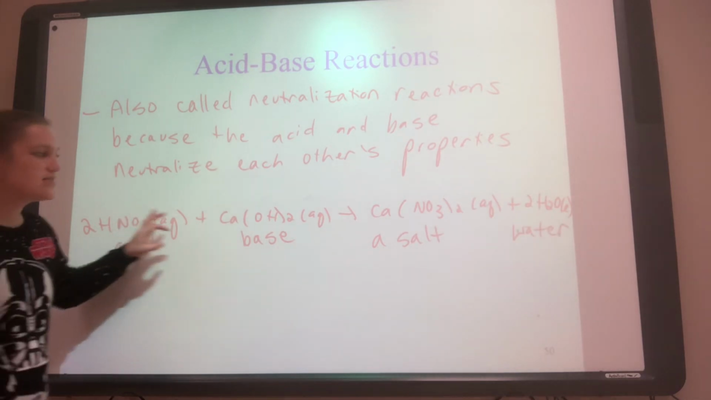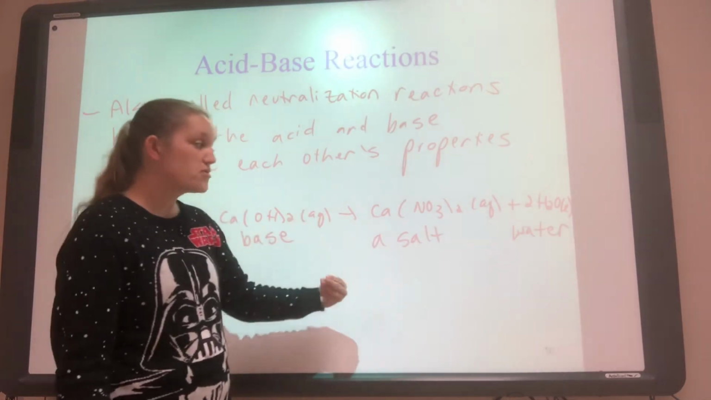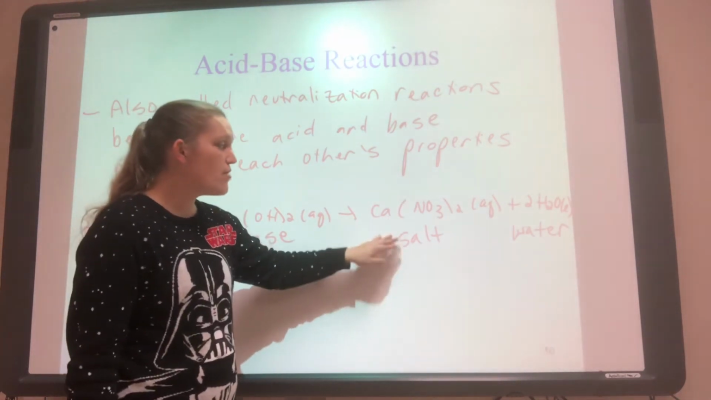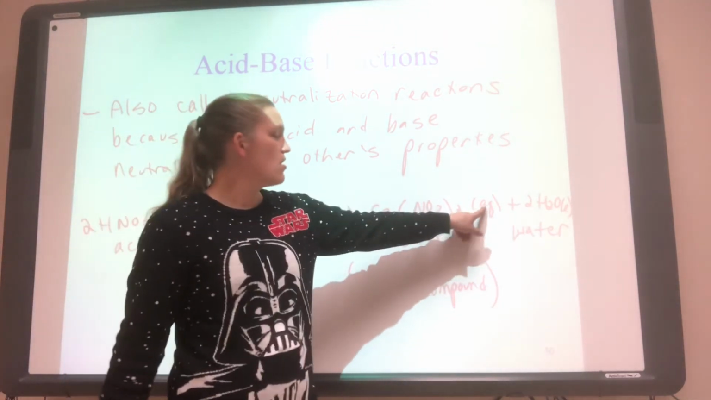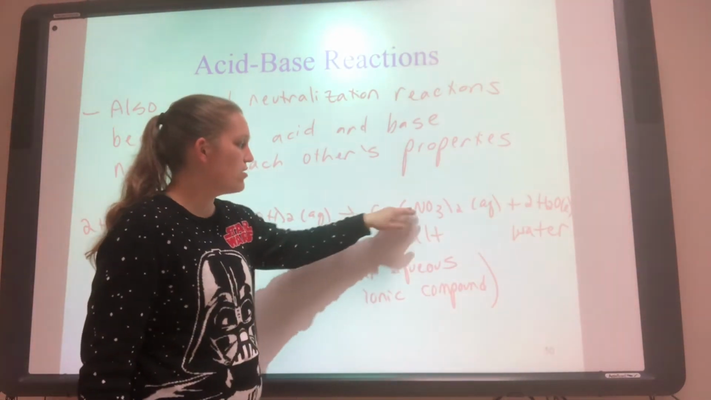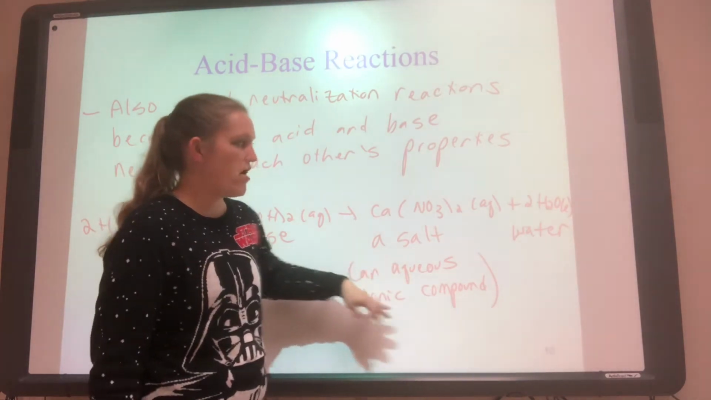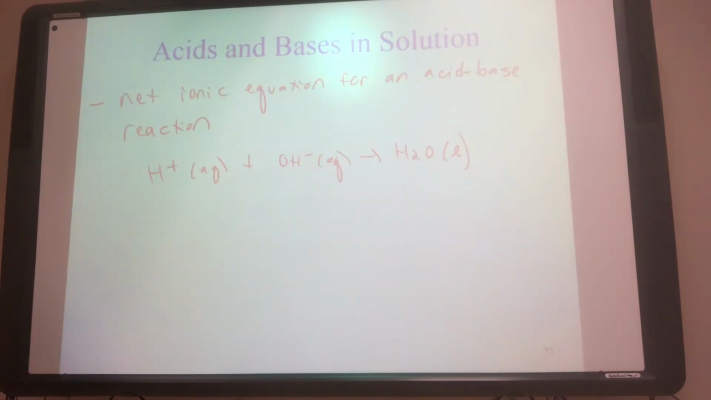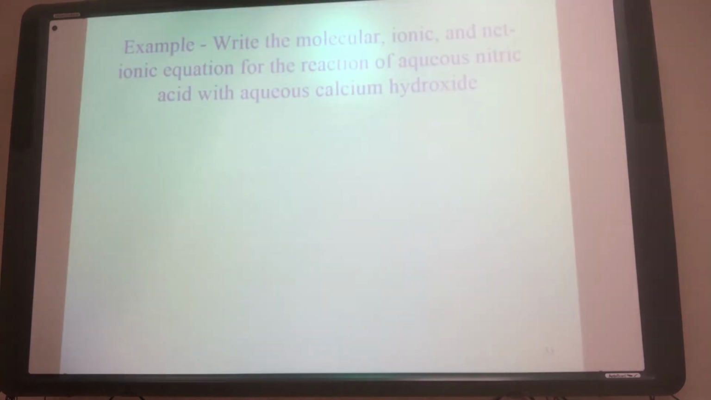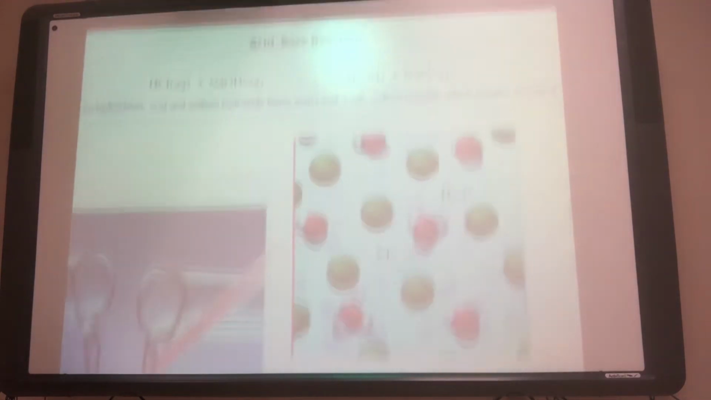So every time I have an acid-base reaction, you're always going to get a salt, not salt like NaCl table salt, but a salt. You remember a salt is just an aqueous ionic compound, a metal and polyatomic cation and anion, an aqueous ionic compound, and water. So that's what you get every time you do an acid-base reaction. So let me actually look at an example. So here we can look at this.